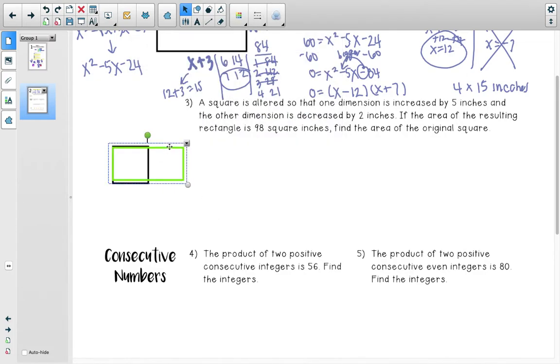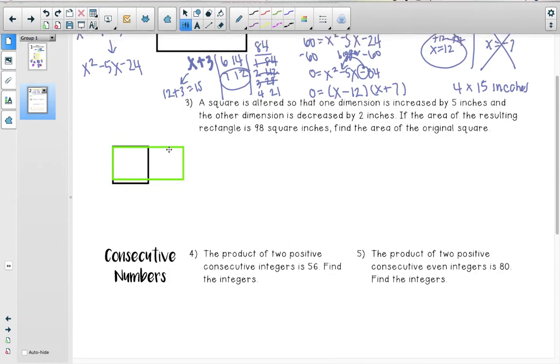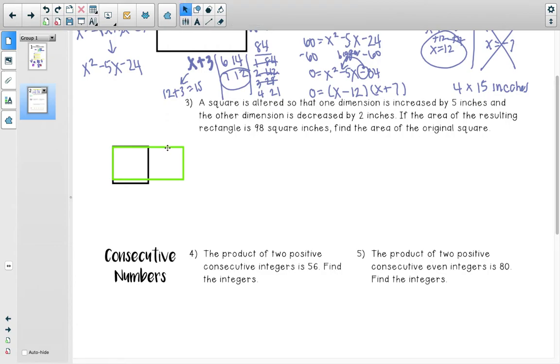Okay. All right. So this is what happens. So it wants to know if the area of the resulting rectangle is 98, then what was the square? All right. So now, I'm going to kind of separate this out. So this is how it changed. Okay. I'm going to separate them so you can see better what I'm about to write.